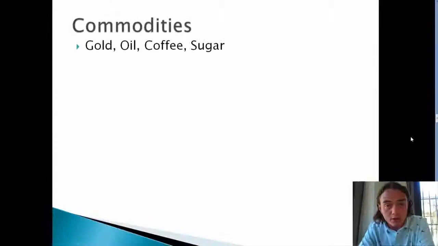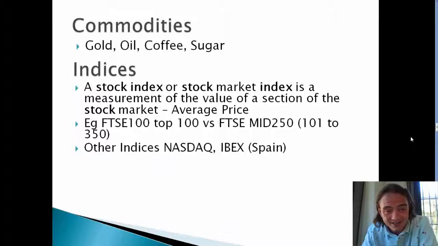So there we go. Aside from currency pairs, you have commodities, things like gold, oil, coffee, and sugar. They are traded traditionally on commodity markets, but you can also trade against those in the land of binary options. Then there are indices.